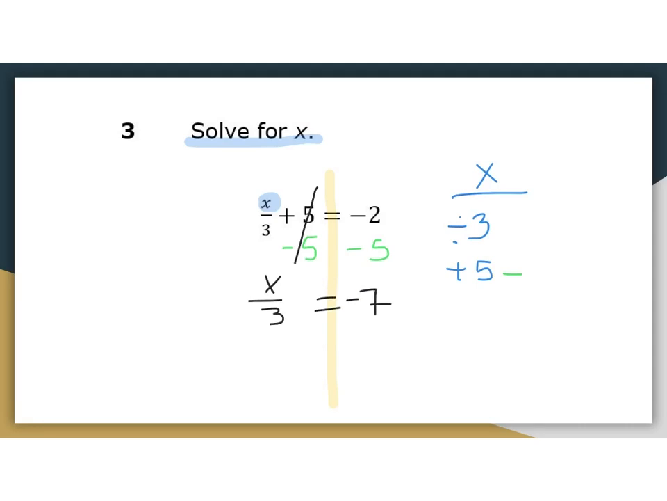The next step is, instead of dividing by 3, inverse is going to be to multiply. So we're going to multiply the left by 3 and the right by 3. When we do that, the 3's on the left are canceled out. That leaves us with x equals -21.